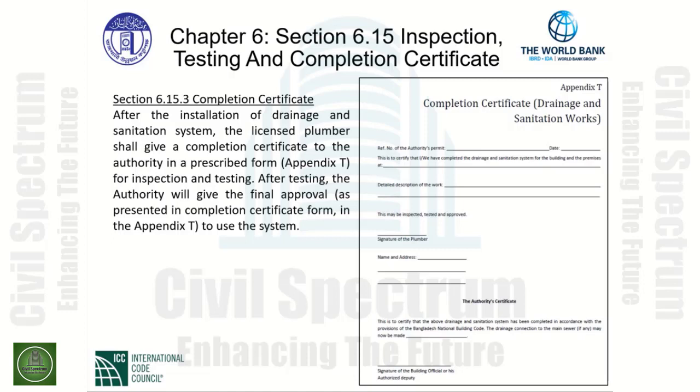Down at the bottom of the form or the certificate, the authority certificate, it indicates this is to certify that the above drainage and sanitation system has been completed in accordance with the provisions of the Bangladesh National Building Code. The drainage connection to the main sewer, if any, may now be made. And last is the signature of the building official or his authorized deputy. This also is the completion certificate as recommended for rainwater management systems in Chapter 7.